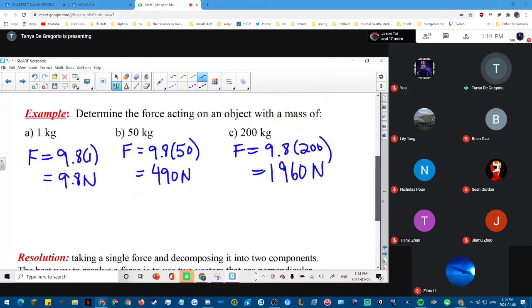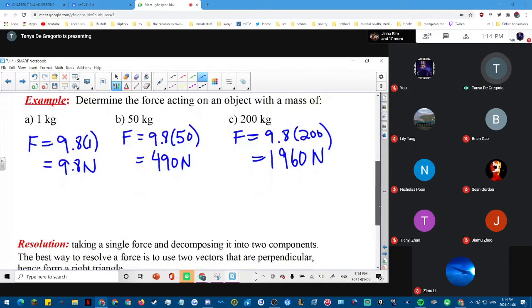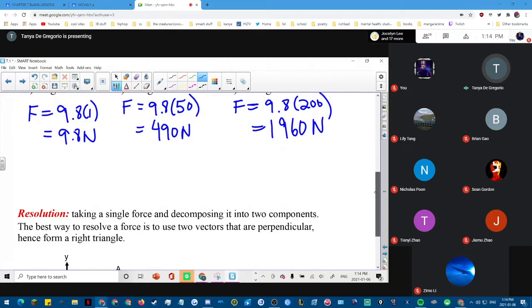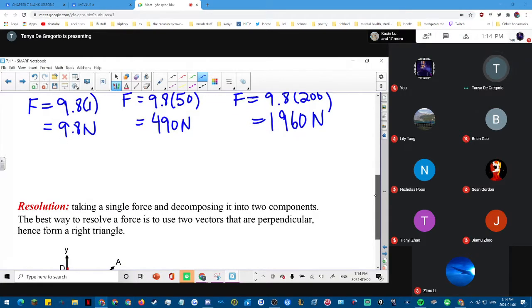To be honest, you could be asked a question to find force. You could. But yeah, I would accept it. You don't need to put it down. I mean, you could. You're not going to lose marks if you do, but you don't have to here.